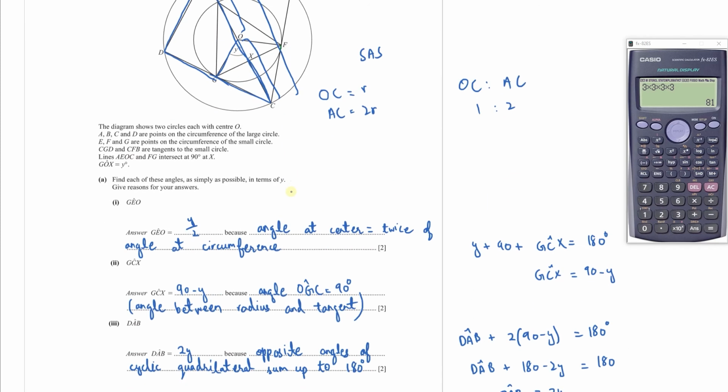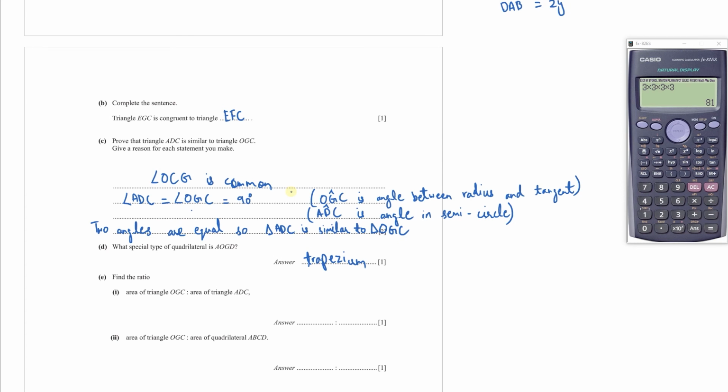So we can find the area of triangle OGC ratio area of triangle ADC will be length OC squared ratio length AC squared. So OC and AC are the corresponding sides, and using the property of similar triangles, we are taking the ratio of the square of their corresponding sides. So this will be 1 squared ratio 2 squared, which will be 1:4. So this will be 1:4.